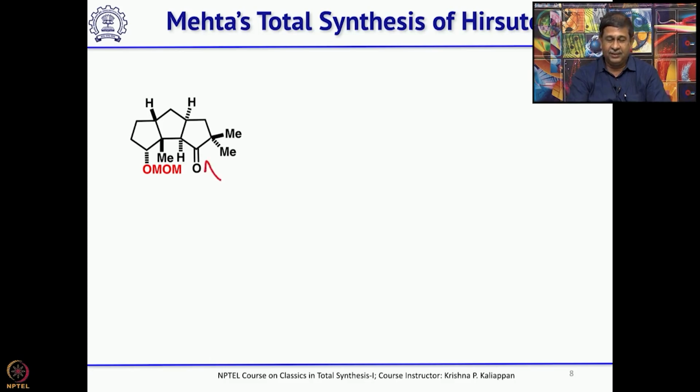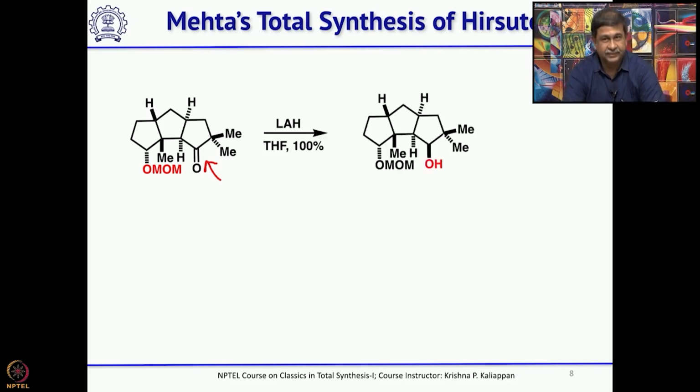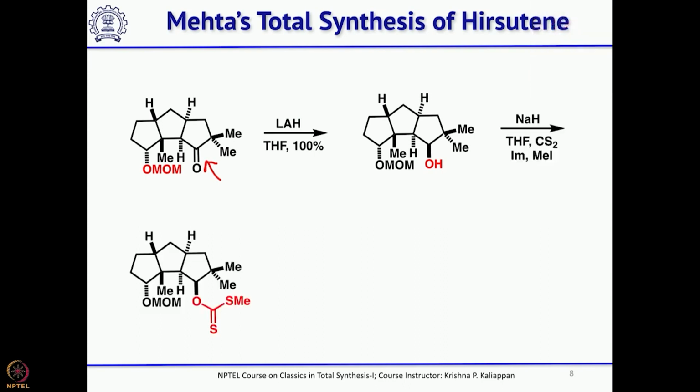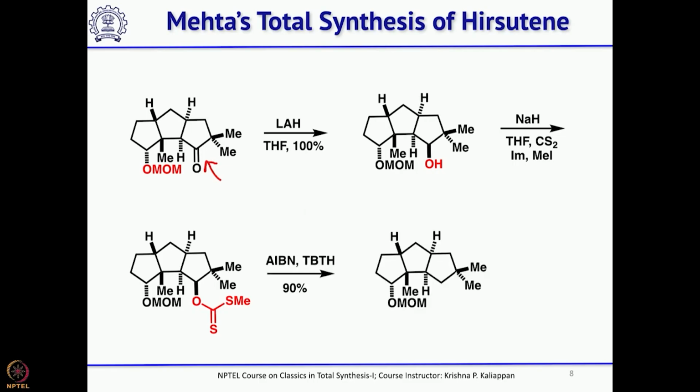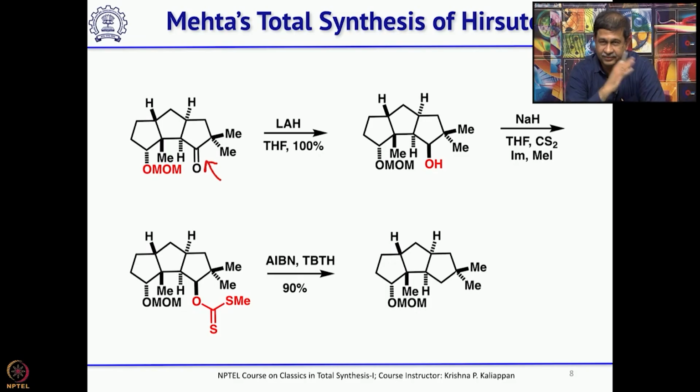Now you have to remove the carbonyl group. How do you remove the carbonyl group? There are many methods, but he chose a 3-step protocol where you reduce the ketone with LAH to get the alcohol, then that alcohol was converted into xanthate. Okay, you treat with sodium hydride and quench with carbon disulfide and methyl iodide, you get the corresponding xanthate. That xanthate you treat with tributyltin hydride and AIBN, you remove the oxygen.